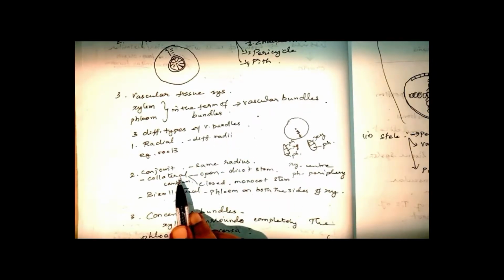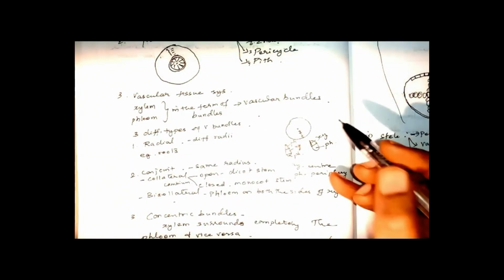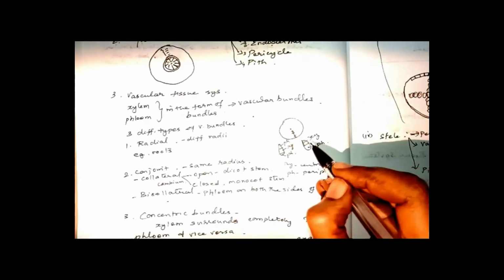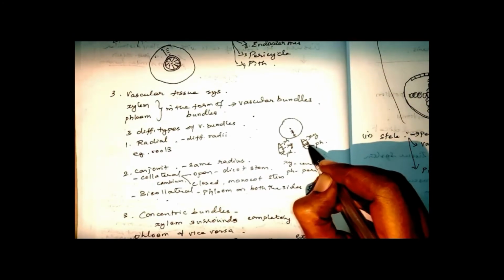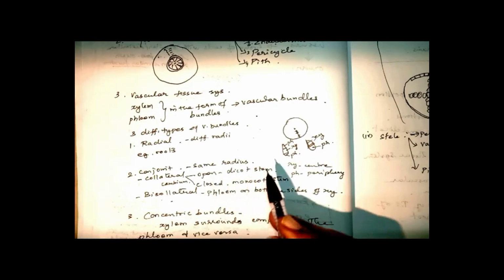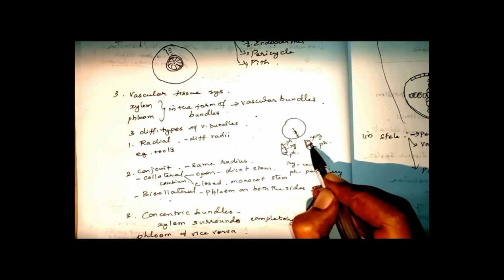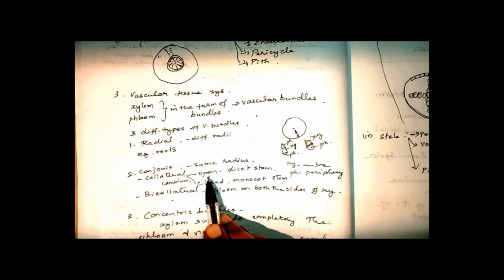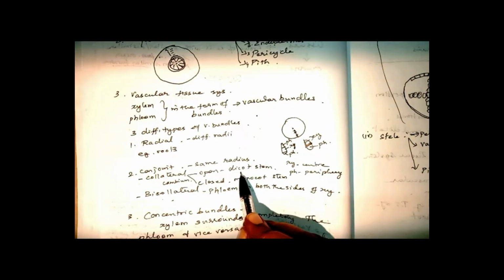The collateral can be again classified into open and closed. When the xylem and phloem are separated by cambium, then we call the vascular bundle open type. So when it is separated by the presence of the cambium in the center, we call it open, and this type of vascular bundle is present in dicot stem.